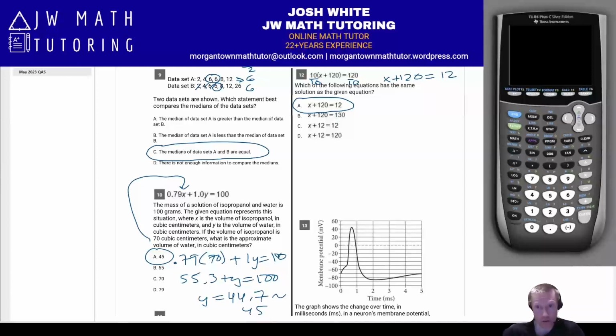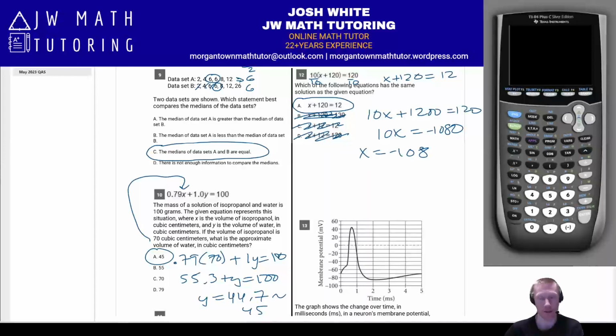Then you can just solve out the equation, and you would get 10x plus 1200 equals 120, and you get 10x equals negative 1080, and then x equals negative 108. Now you just have to go through these answer choices and see which one of these equations has a solution of negative 108. Well, it's going to be A because for B, the answer is 10. That's wrong. C, the answer is 0. That's not negative 108. And D, the answer is positive 108, not negative 108. So you could just solve it out, get the value for x, and then see which answer choice has that value for x, if you don't recognize to divide by 10 initially.